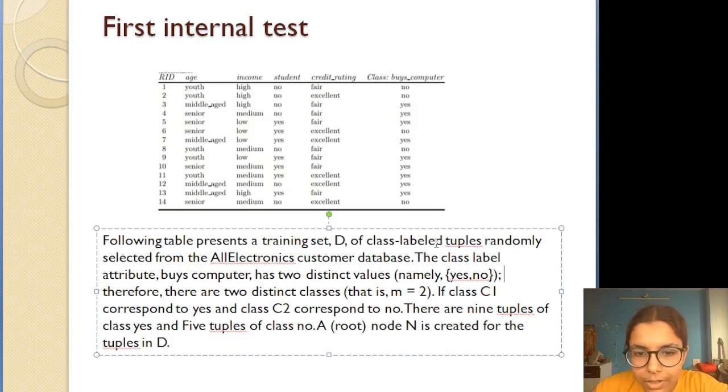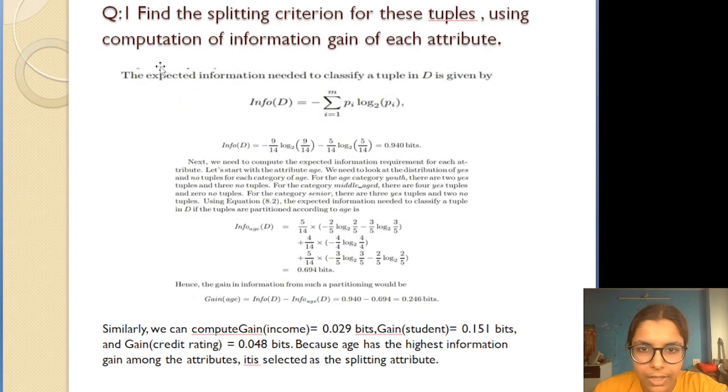Okay, so there are nine tuples of yes. You can count here, the yes is 9 times and the no is 5 times. Okay, and there is a root node N that is created for the tuples in D. Now the first question we had was to find the splitting criterion for these tuples using computation of information gain of each attribute.